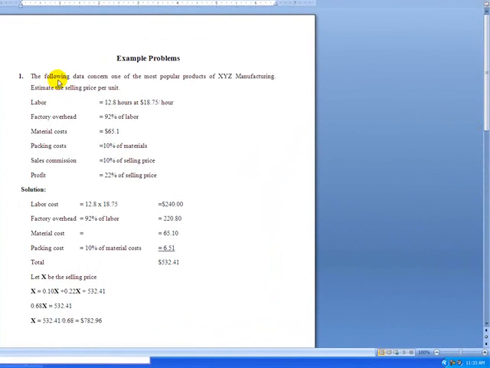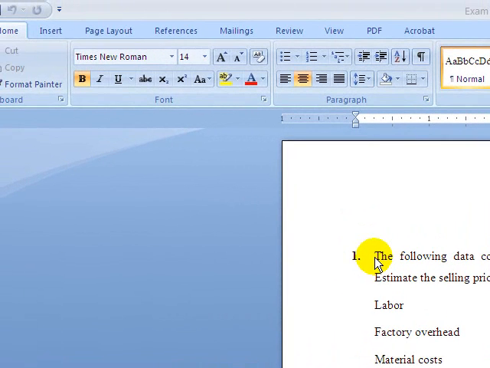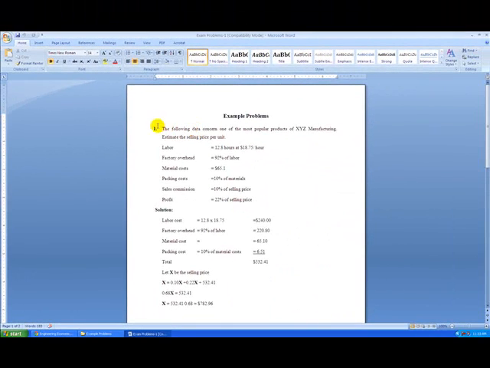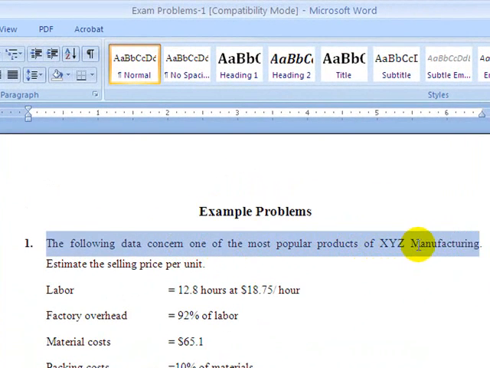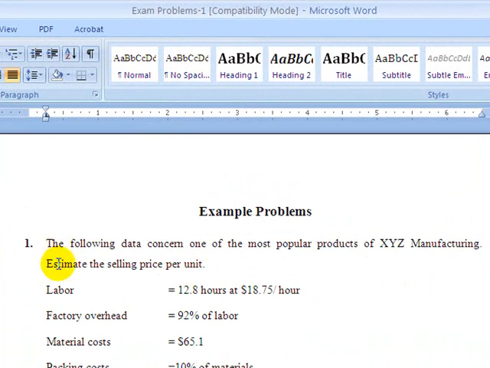So let's first focus on problem number 1. I am going to read this problem first, and then we will see how we can find the solution. The following data concern one of the most popular products of XYZ manufacturing. Estimate the selling price per unit. So we have been given the information regarding different costs, and we need to find out the selling price per unit for that product. Okay, so let's see what information we have on the cost.